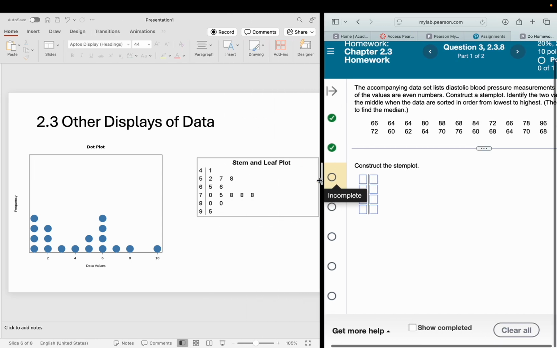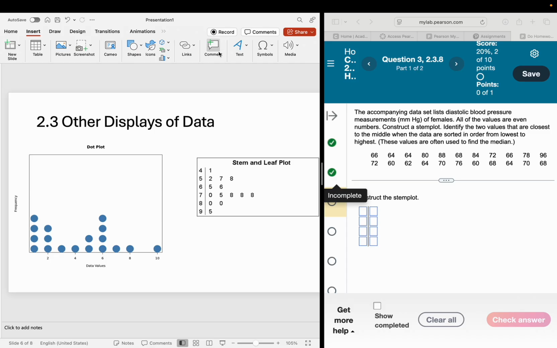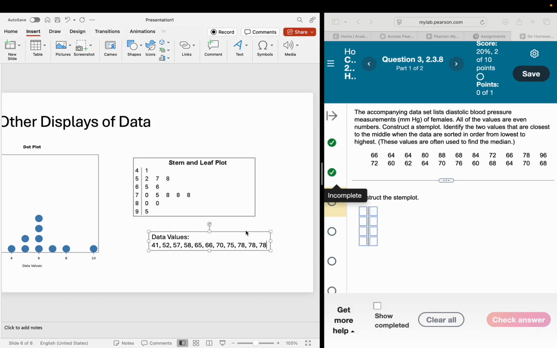Now, up next, we have a stem and leaf plot. Stem and leaf plots are often misunderstood, but let's do this. I think this will clear it up. If we look at this stem and leaf plot I have as an example, the data values would be 41, 52, 57, 58. I want to get to the point of 55, 66, and then here we go, 70, 75, and look at this, 78, 78, 78. You can see that's where the duplication comes in. And so, 95.